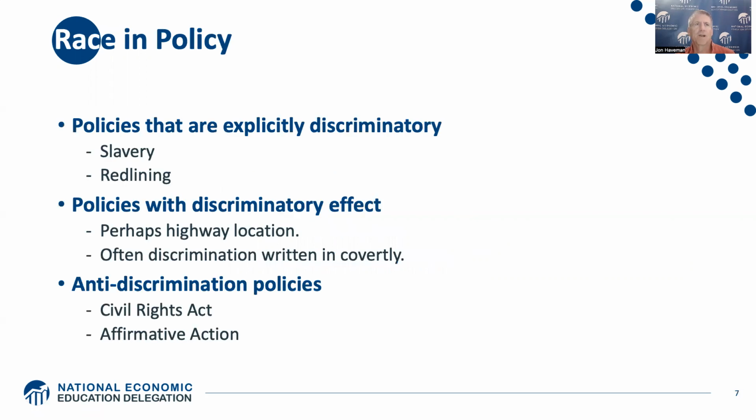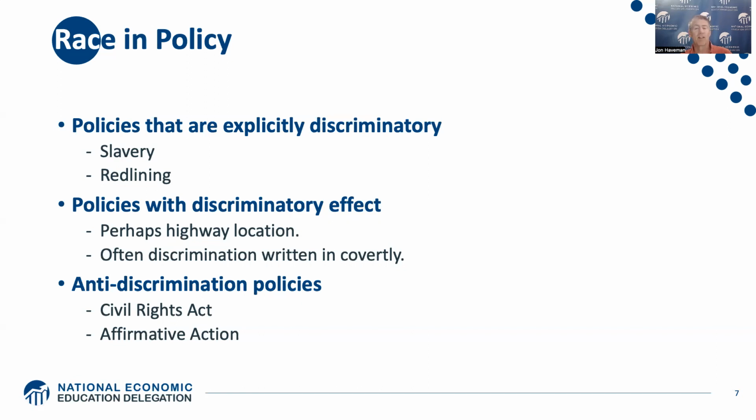All right, so race in policy. As I mentioned, there are policies that were explicitly discriminatory, slavery, of course, being one of them, redlining another one. And then there are lots and lots of policies out there with discriminatory effect, right? Perhaps highway location. Down in Los Angeles, there was an article in the LA Times not long ago about a Black family that was going to be displaced a second time. From the development of, I don't remember which highway it was.